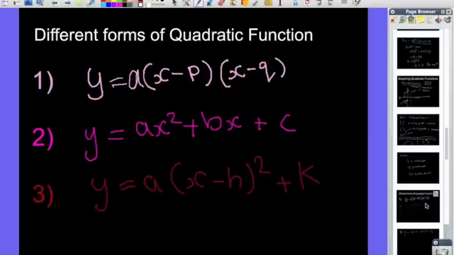Okay, let's move on to the next thing that we should know. We should know the different forms of quadratic function. Okay.